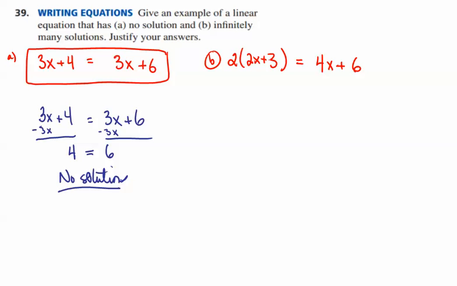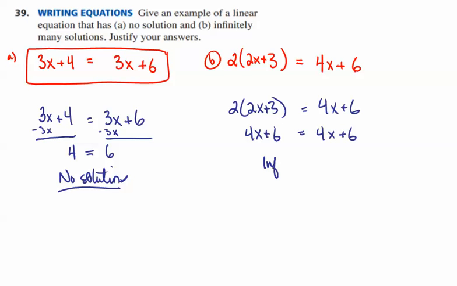And if you notice, 4x plus 6 is really 2x plus 3 plus 2x plus 3, or 2 times 2x plus 3. And so if we were to multiply this out, then we would get 2 times 2x plus 3 is equal to 4x plus 6. And we would get 4x plus 6 equals 4x plus 6. That's the telltale sign that there are infinitely many solutions.